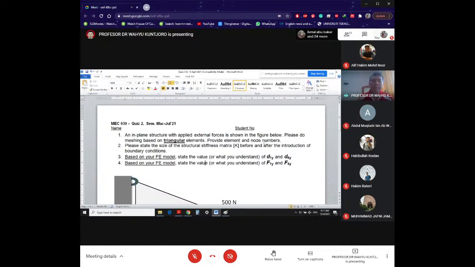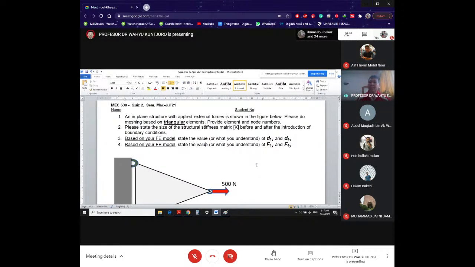That's number one. Number two: based on your finite element model, you need to answer the size of K, whether it is 1 by 1, 2 by 2, or 10 by 10, 20 by 20, before and after introduction of the boundary condition. For example, before the boundary condition it is probably 50 by 50, and after the boundary condition it becomes 40 by 40. That depends on your supports.